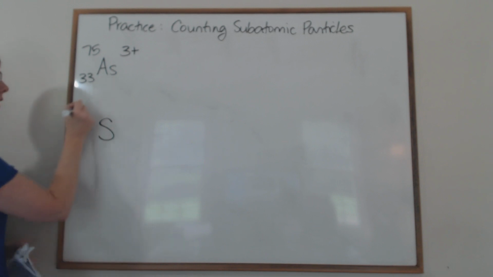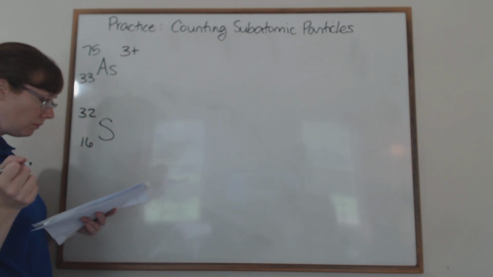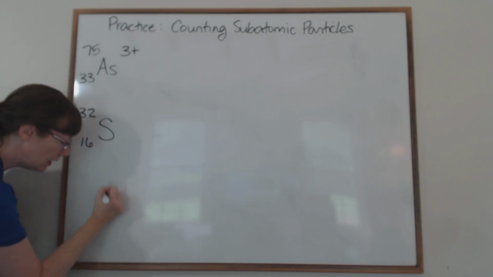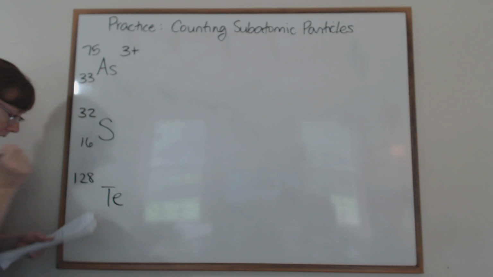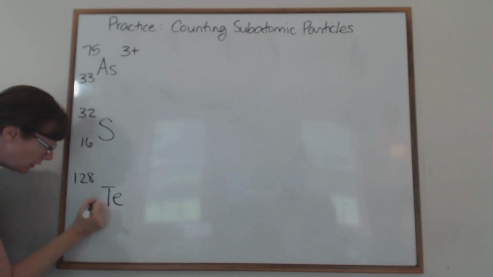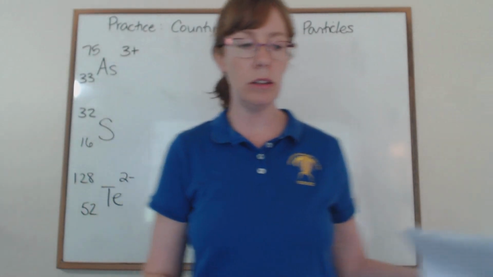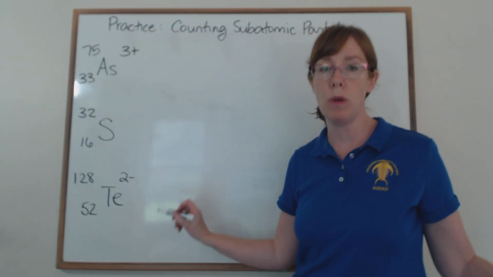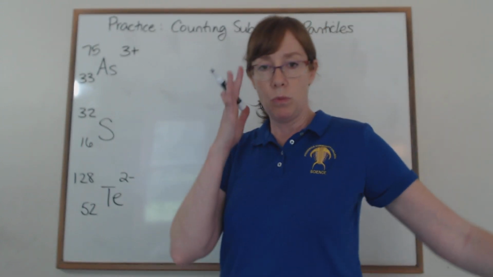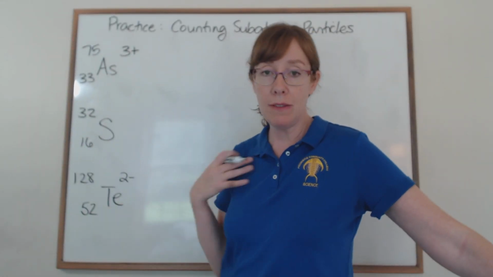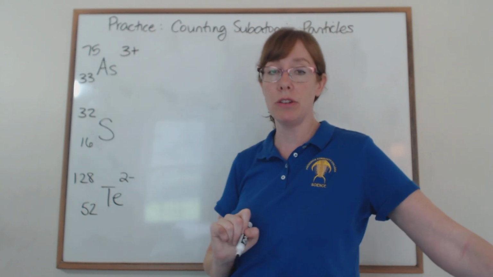Okay, let's do 2 more. S, that's sulfur, 32, 16. And how about Te? 128, 52, 2 minus. Now Te I think is tellurium or something, but that's not one that's on your list of memorization, so I wouldn't expect you to know that. I could even be wrong. I think it's tellurium, but anyhow, arsenic and sulfur are on your lists.